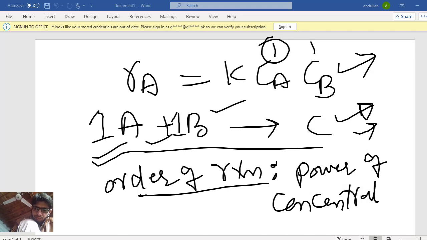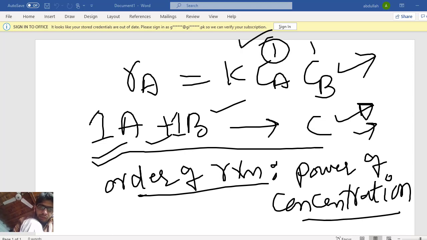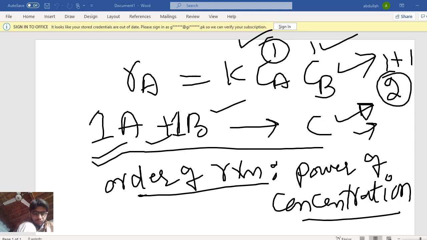Concentration, nothing but power of concentration. Now this reaction is first order with respect to A, similarly first order with respect to B, and the overall order is nothing but the sum of these two orders, 1 plus 1, which is 2. So the overall order is second order.